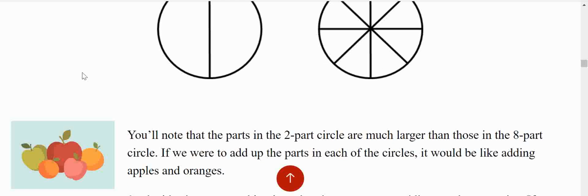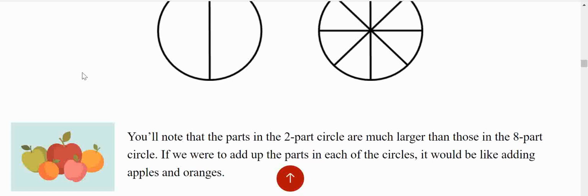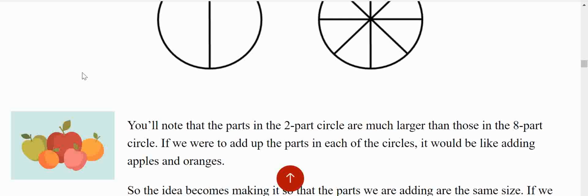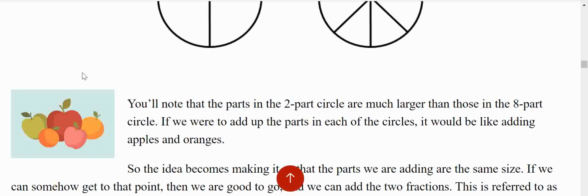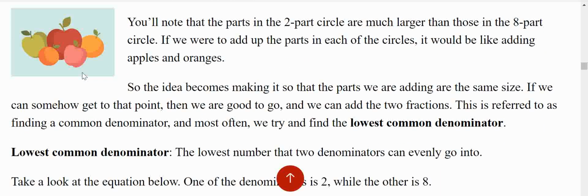You'll note that the parts in the 2-part circle are much larger than those in the 8-part circle. If we were to add up the parts in each of the circles, it would be like adding apples and oranges. So the idea becomes making it so that the parts we are adding are the same size. If we can somehow get to that point, then we are good to go, and we can add the two fractions.